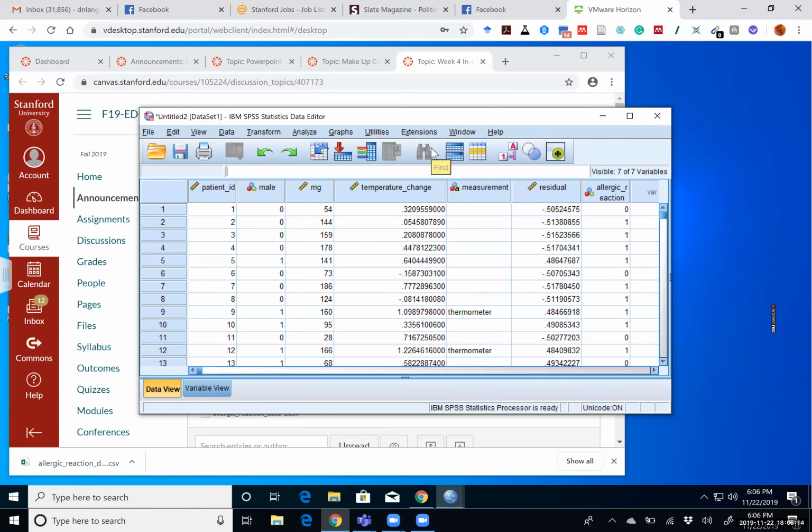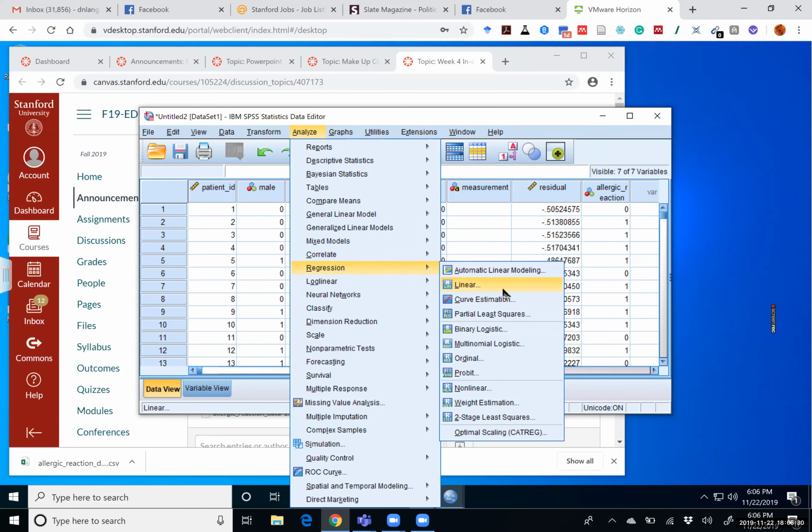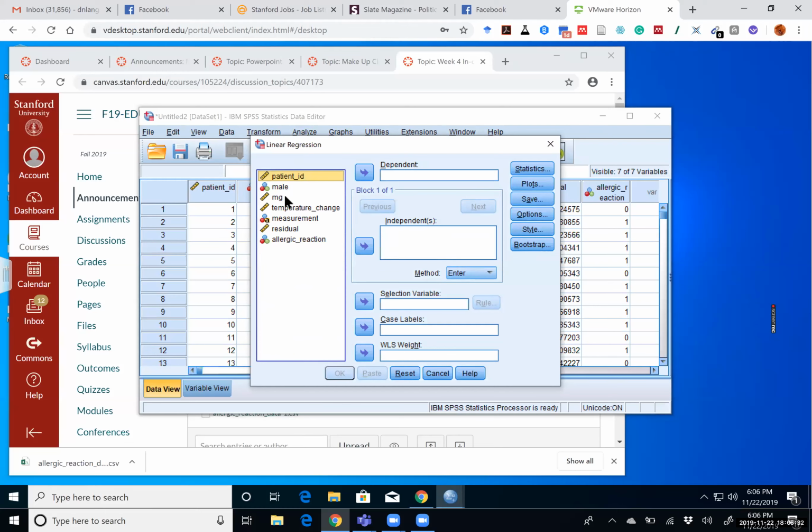Hi, class. So again, the final assignment for this week was to look at the difference between linear and logistic regression. Our research question was, does dosage predict whether or not a patient is going to have an allergic reaction? So let's start off right away by looking at the linear regression, where we study the effect of dosage on whether or not a person has an allergic reaction.